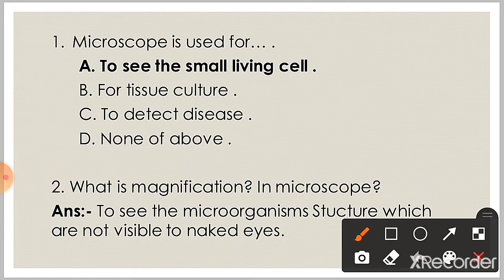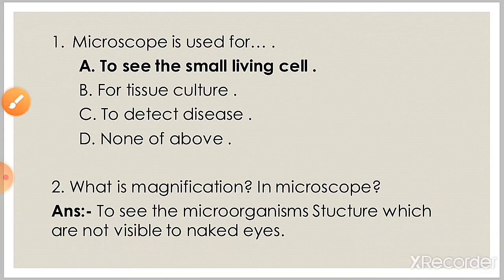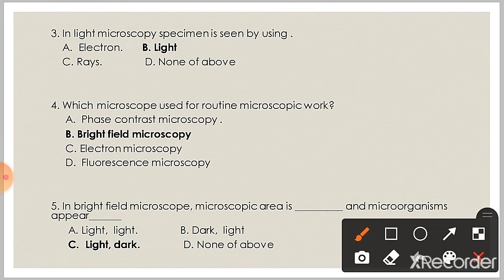Question 1. Microscope is used for: option A, to see the small living things. Question 2. What is magnification in microscope? Answer: to see the microorganism structure which are not visible to naked eyes. Question 3. In light microscopy, specimen is seen by using option B, light.